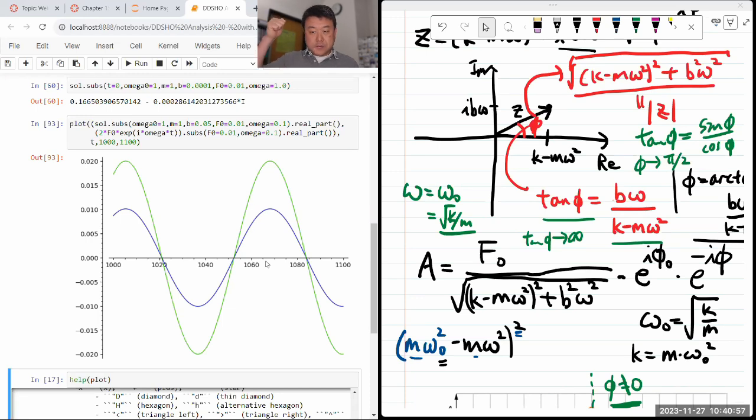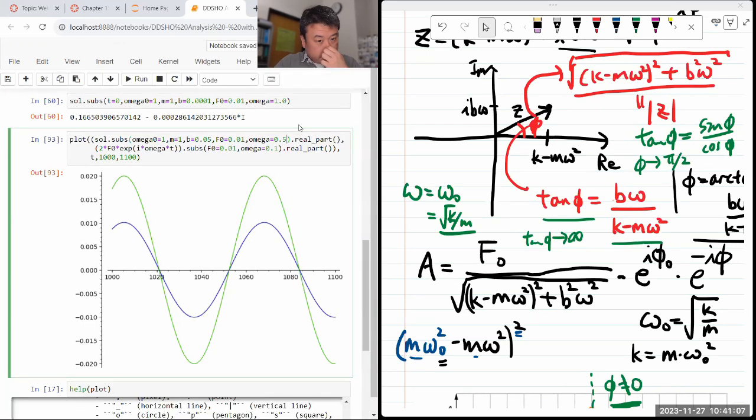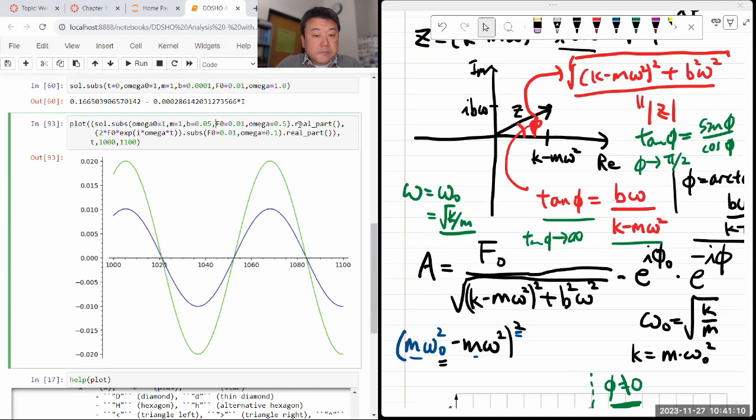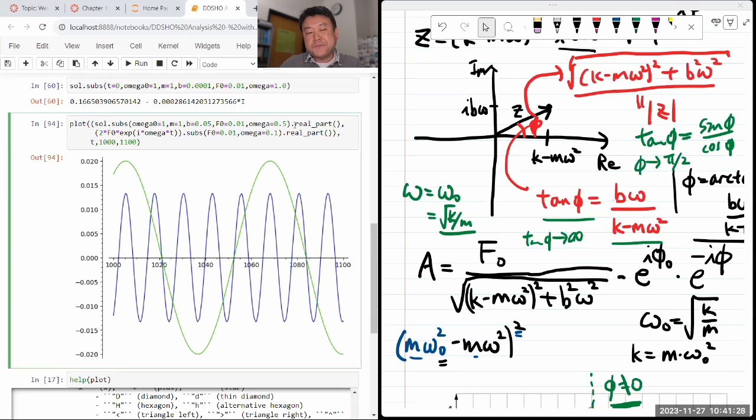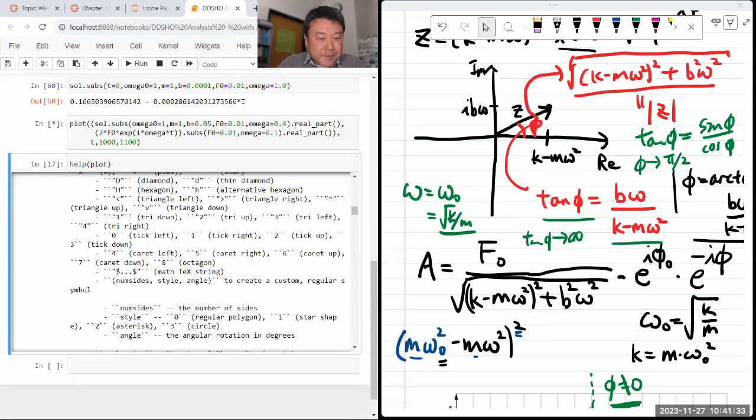Good. So okay, let's make omega something in between, like maybe half of the resonance frequency. Then these should start to go a little bit out of phase. Let's see. Oh, it might be on some kind of resonance. Let me stay away from the integer differences. 0.4 maybe.